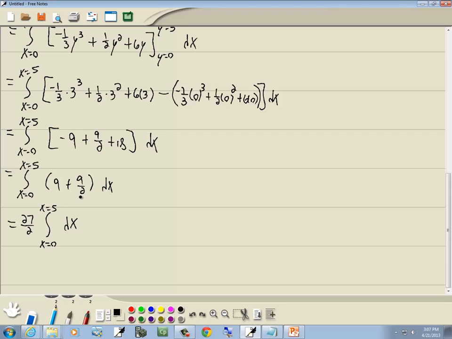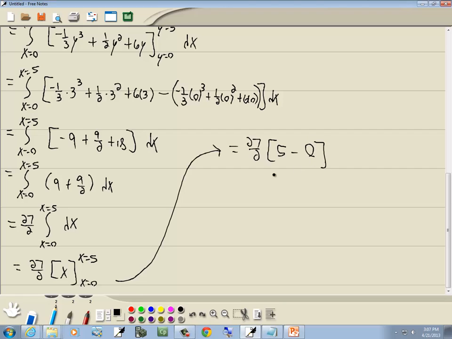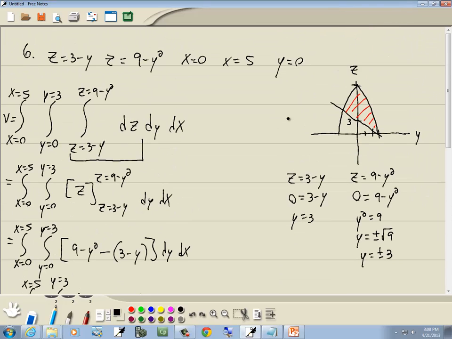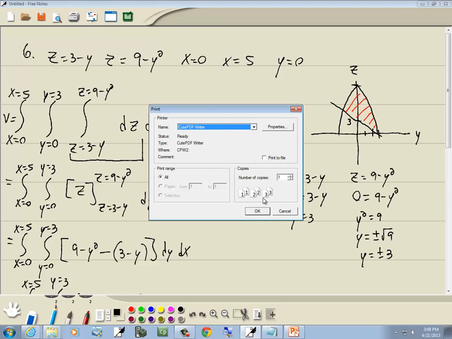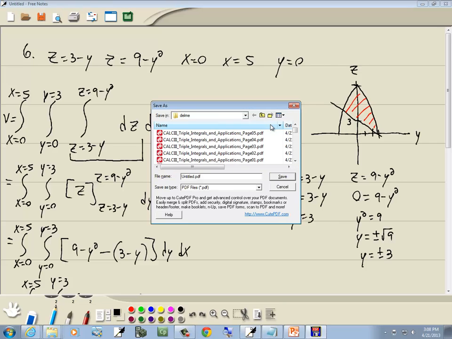Well, now we're ready to take the integral with respect to x. So this gives us 27 halves x from x equals 0 to x equals 5. So we got 27 halves, and I'll plug 5 in for x, minus, and I'll plug 0 in for x. 5 minus 0 is 5. 5 times 27, 5, 3, 135. Let's see, 5, 3, yeah, 135. So my answer is 135 over 2. Assuming I didn't make any basic math, algebra, or basic calculus errors. We'll go ahead and save that. There we go.